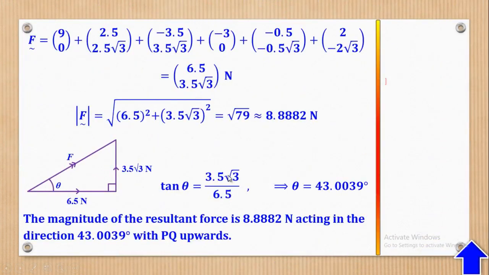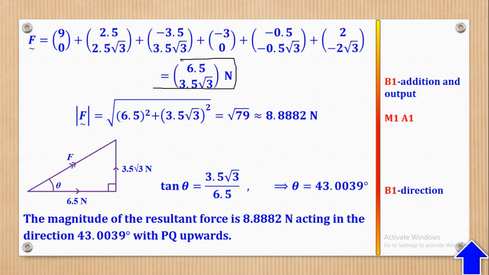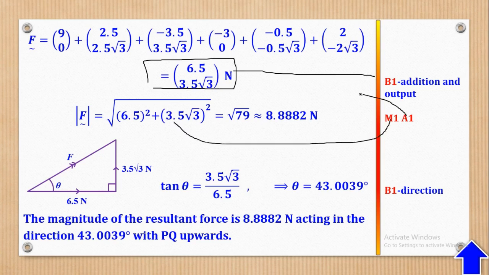Then for this slide, B1 will be for the addition and output. So for you to get this, that will be your B1. Then M1 is for substituting the formula for magnitude, and A1 is for the output to 4 decimal places. Then B1 is for the direction, also to 4 decimal places. So basically that's how these 6 marks could come about.